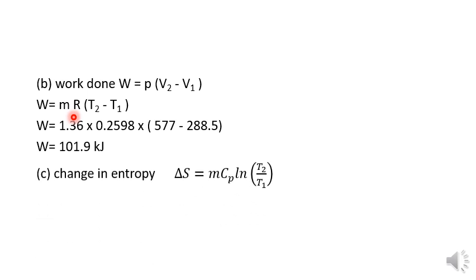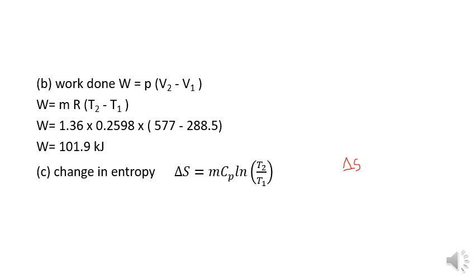101.9 kilojoules. Next, change in entropy during the constant pressure process is m Cp ln T2 by T1. Here we can write it as V2 by V1 also. We can use both formulas and we will get the same answer, because we know V2 by V1 as a ratio. The m value is there, the Cp value is there. So students, try with this formula, you will get the same answer. Because we have the data, if the data is there for both, we can use any one formula.